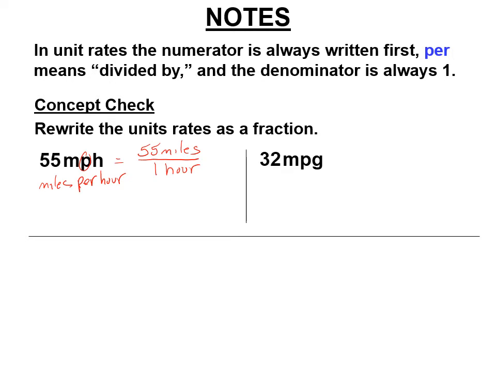MPG is miles per gallon, so that's how you measure the gas mileage of cars. So this car, if this was a car, 32 miles on 1 gallon of gas. What does that mean? It means you buy a gallon of gas, you're going to go 32 miles. How many gallons of gas do I need to buy to travel 32 miles? 1 gallon.